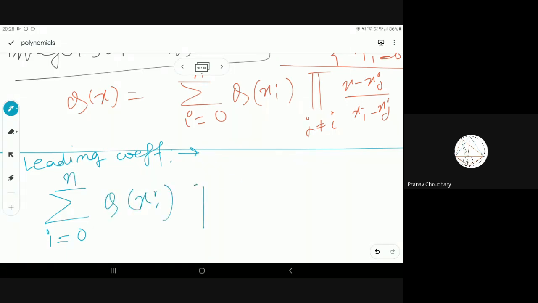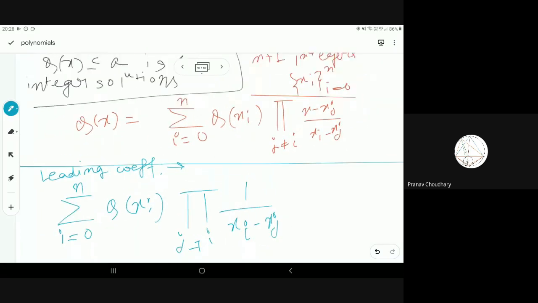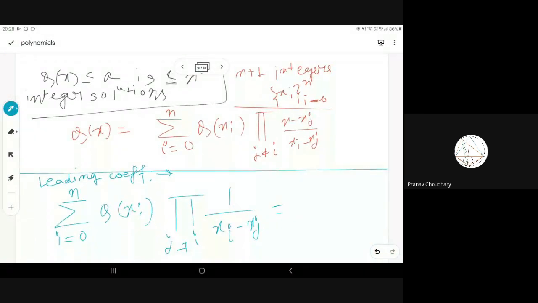Do you agree with what I'm writing? This is the leading coefficient. Do you agree with what I just wrote? Does anyone have any issues? This is just manipulating the terms, right? So if you Lagrange interpolate q(x) at any n plus 1 points, the leading coefficient of the resulting polynomial is this. But you also know that this is 1, right? By the question, q was said to be monic, right?